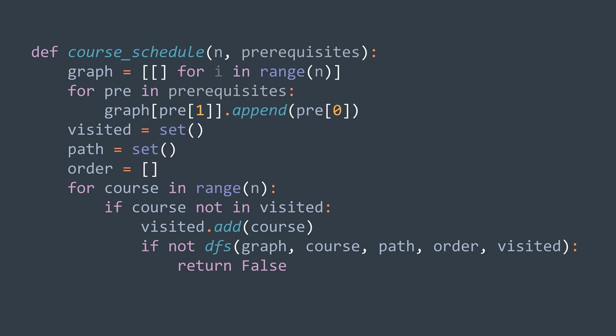And if the loop doesn't return false, it means that we could find an ordering, we can study all the courses, we return true. And we've been able to solve our problem.